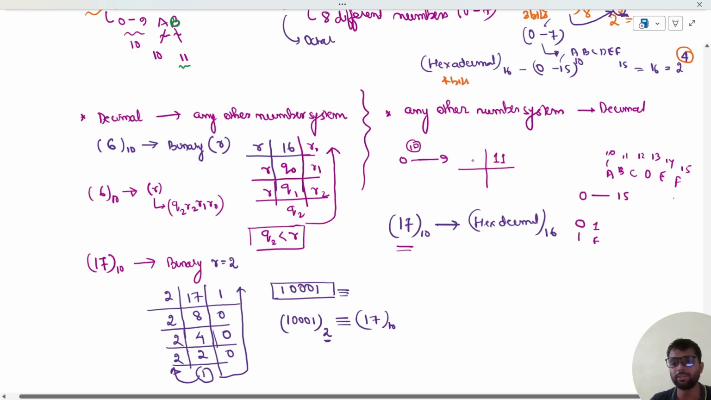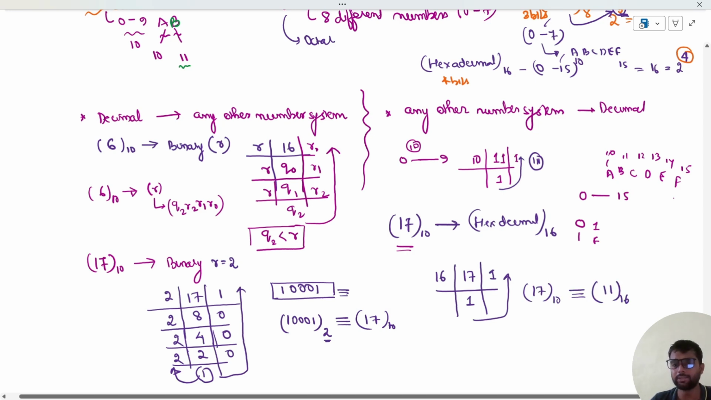If we want to convert this into decimal, again, we will get the same thing. 10 ones are 10, remainder is 1. So this 1, 1 will represent 11 only. So if we represent 17 in base 16, we will get 16 over here. What will we write? 16 ones are 16, carry 1, 17. So this will be 1, 1. So 17 in decimal will be equivalent to 11 in hexadecimal.